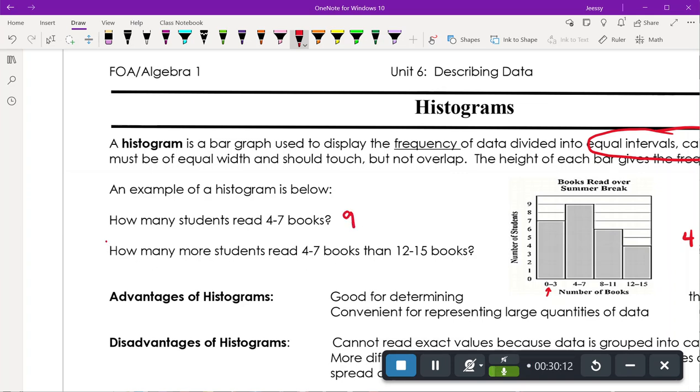Now this is the interesting one. How many more students read 4 to 7 books than 12 to 15 books? 5? How did they do this? How did they figure out it was 5? Subtract which numbers?